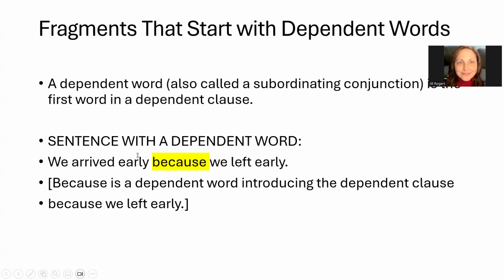It needs more information because dependent clauses are not independent clauses. They're not full sentences. It's not a complete thought because this word because suggests you need more information. It's a reason for something, right? So you can't say the reason we left early, but then not explain the reason. Here is a complete sentence, which is fine. It's the bridge between the independent clause and the dependent clause. We arrived early because we left early.